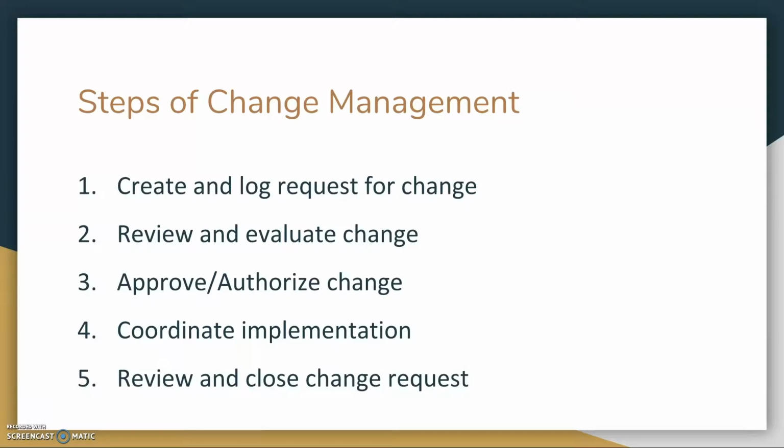Now we're going to go through how to properly use change management. Just like the Enterprise Infrastructure Framework, there are multiple models that describe the same process. We created what we thought to be the best model for change management by combining and adjusting various models that we've found. The 5-step process we have decided upon is 1. Create and log a request for change, 2. Review and evaluate change, 3. Approve and authorize change, 4. Coordinate implementation, and 5. Review and close the change request.